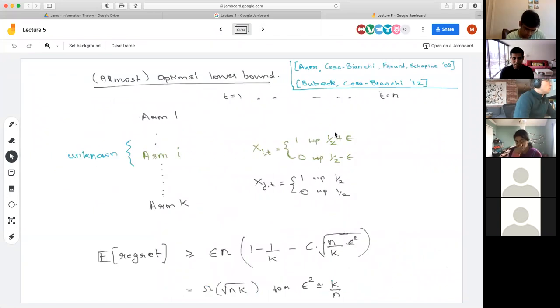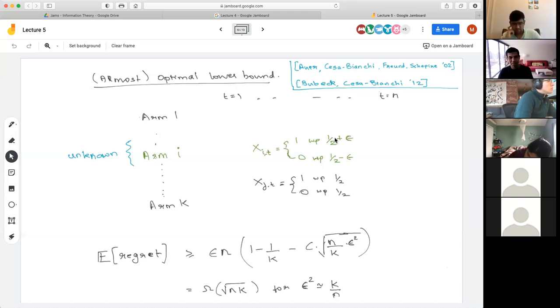Okay. The lower bound I'll allude to, but not necessarily prove in full, is very similar to the hidden coins example that we saw. There is one arm which is special, let's say arm I. This has a coin which is biased. So you get a reward of 1 with probability half plus epsilon, 0 with probability half minus epsilon. All the other arms are just fair coins. You get 1 or 0 with probability half each.